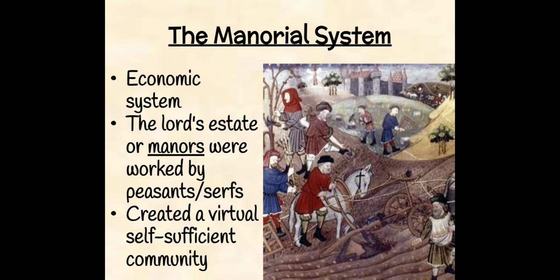Okay, so the manorial system. This is an economic system, and the lord's estates or manors were worked by peasants or serfs, and this created a virtually self-sufficient community. The manors were large self-sufficient estates with farmland and sometimes an entire village. They were ruled by lords who collected taxes and harvest from the peasants who farmed the land.